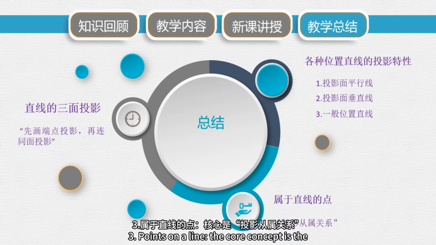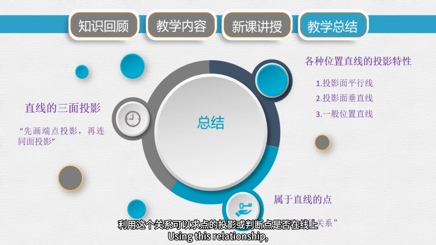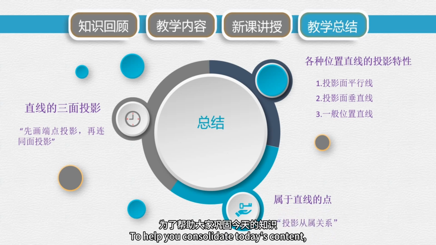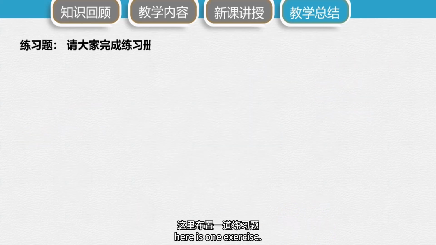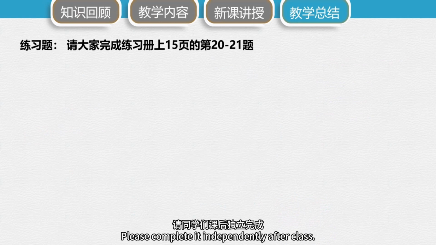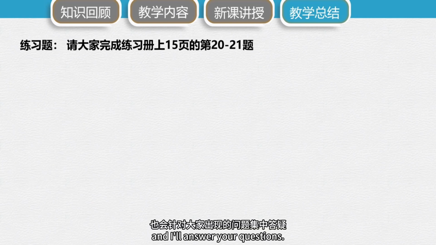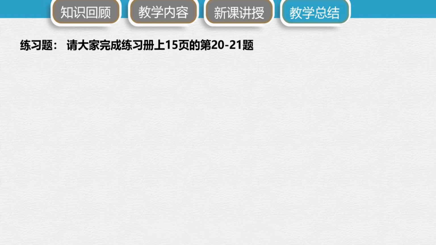Third, points on a line. The core concept is the projection incidence relation. Using this relationship, you can construct the projections of a point, or test whether it lies on the line. To help you consolidate today's content, here is one exercise. Please complete it independently after class. Use proper drafting conventions. We'll go over it in the next class, and I'll answer your questions.